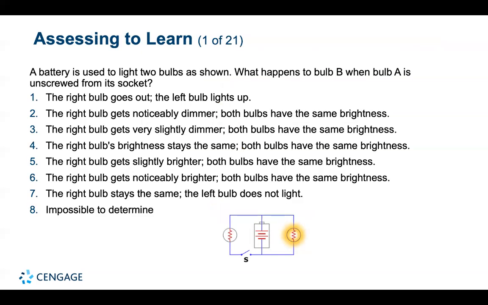Okay, we have a variety of assessments to learn. I'm just going to quickly give the answers, and so these would be things that you can be reviewing on your own. So a battery is used to light two bulbs as shown. What happens to bulb B when bulb A is unscrewed from its socket? And the answer is the right bulb's brightness stays the same. Both bulbs have the same brightness.